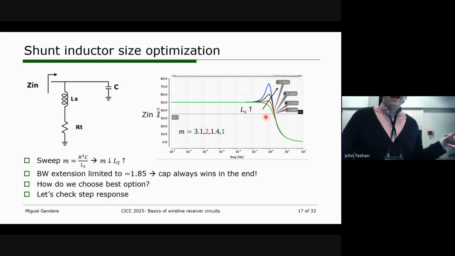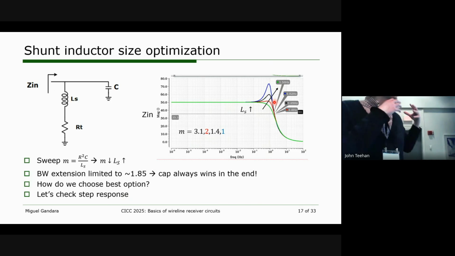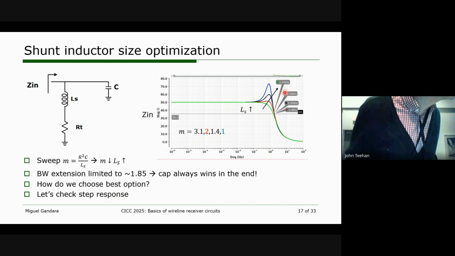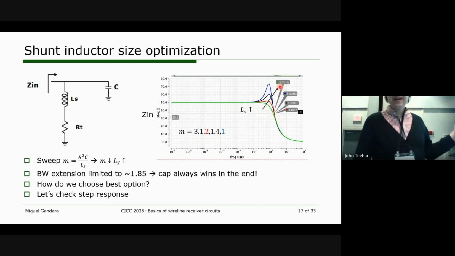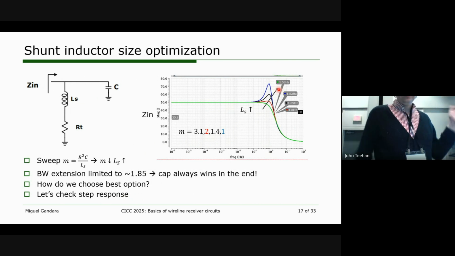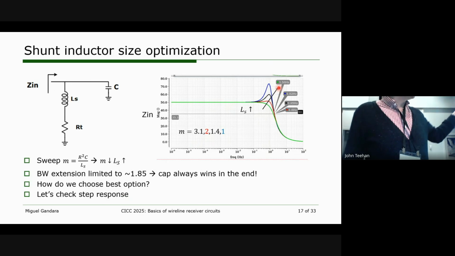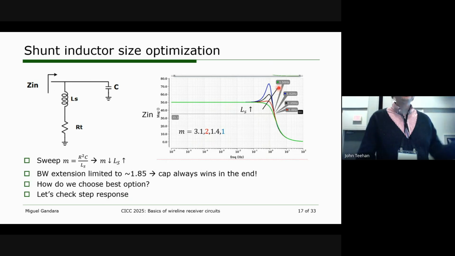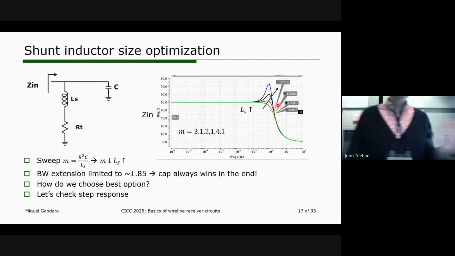So we basically see that as inductance increases, the bandwidth extension increases up to a certain point, but at some point that extension goes away. Initially we get a bandwidth extension of about 1 hertz, being the initial 1 over RC. Now we get a bandwidth extension of about 1.6 with the M of 3.1, and then we can continue increasing the inductor size up to 3x the original value, and we max out at close to 1.8 bandwidth extension.